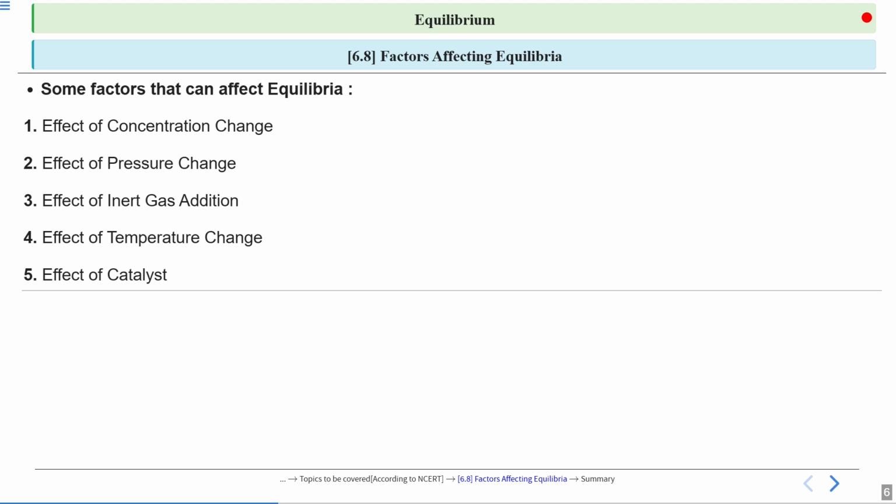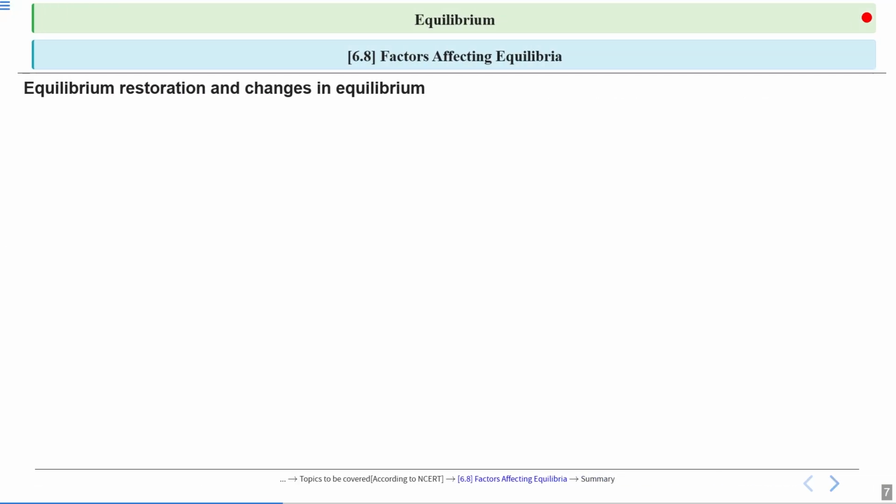I'm repeating this part again and again, and I repeat this in this slide also, that the effect of temperature is on both your equilibrium state as well as your equilibrium constant. Now first we will try to understand in terms of concentration.